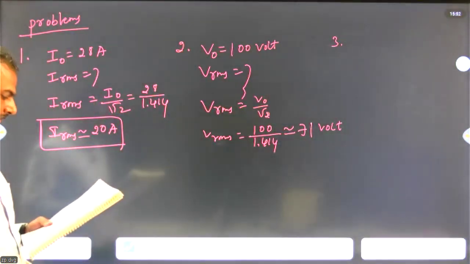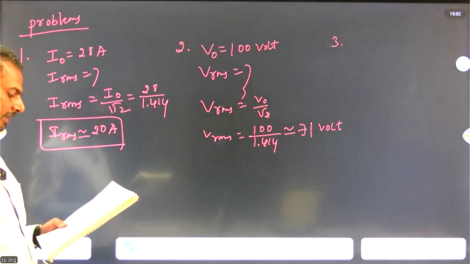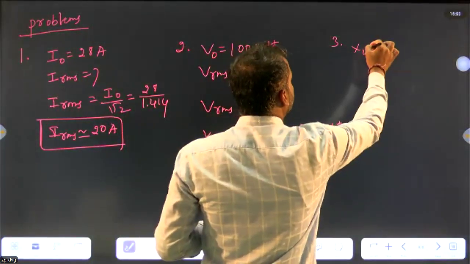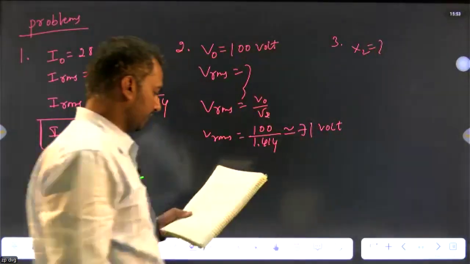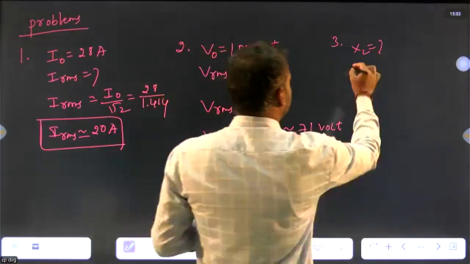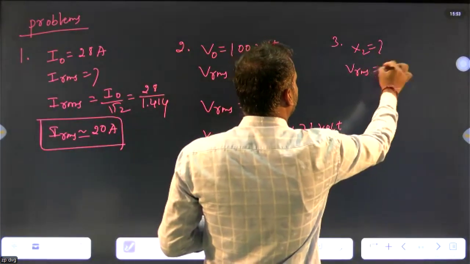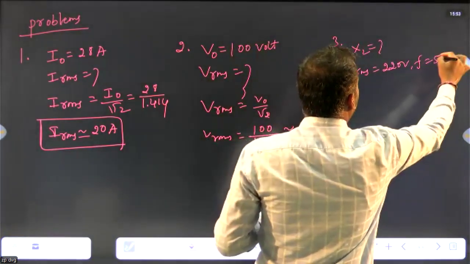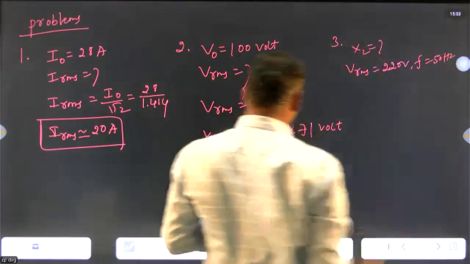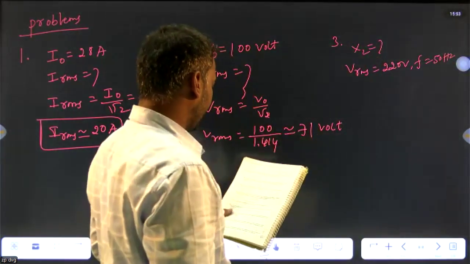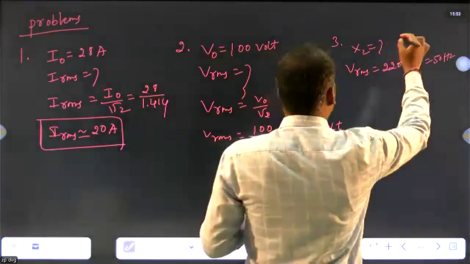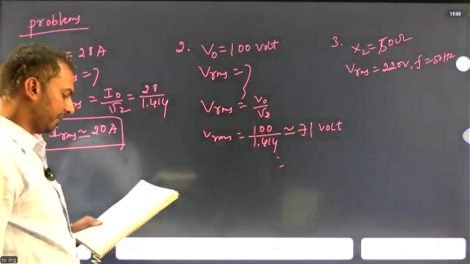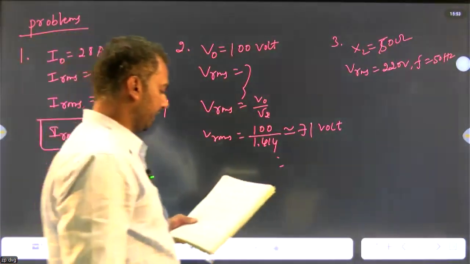Third problem. The reactance of a coil, meaning inductor, XL, when VRMS is 220 volts and frequency is 50 Hertz. The reactance of a coil is 50 ohm. The frequency of the AC source is 50 Hertz.